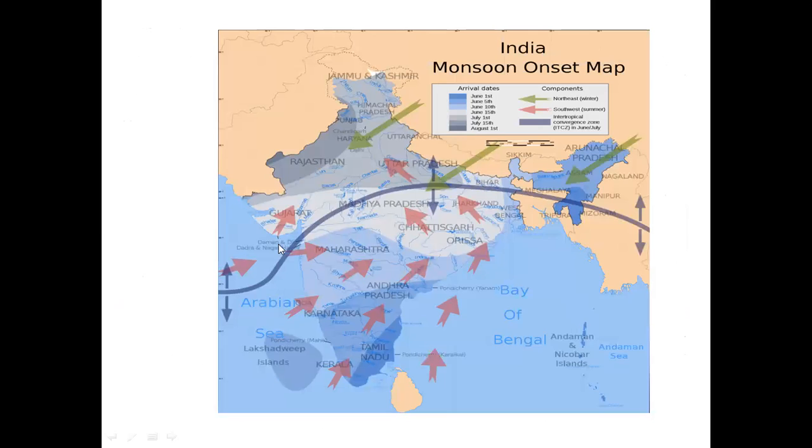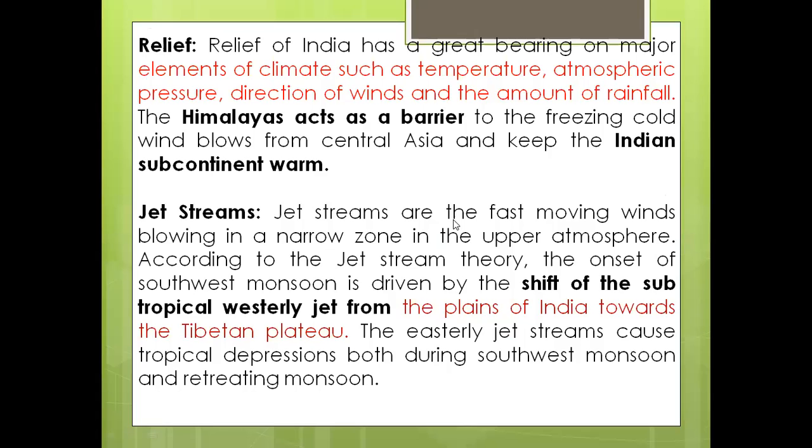You can see this is the southwestern region. From this direction, wind blows toward this region and creates rainfall, mainly in the southern parts of India, up to this region. The next factor is relief. Relief covers the temperature, atmospheric pressure, wind direction, and amount of rainfall. All of these change the entire climate of India. So this is also one of the important factors which affect India's climate.